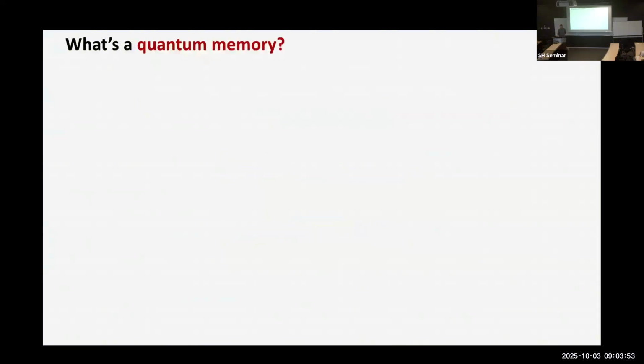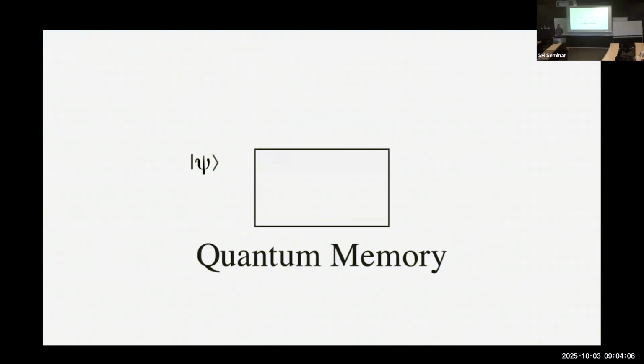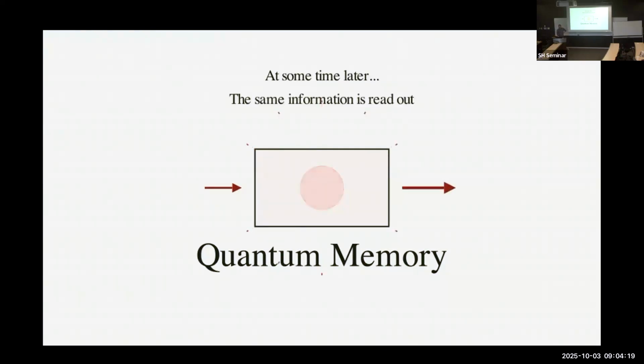So let's begin with what is a quantum memory. This is a fairly overloaded term, but I'm going to give the most general definition, which is that it's a device that stores and retrieves quantum information. So you have a quantum memory, you have some quantum state, that information enters the memory, it stays inside of the memory, and then at some later time, you retrieve it. Sometimes the retrieval step is called the readout phase.